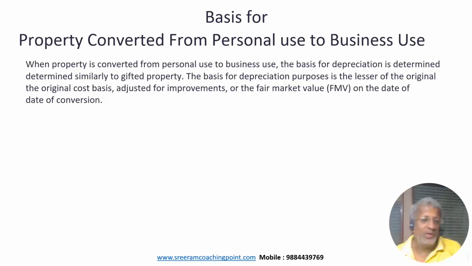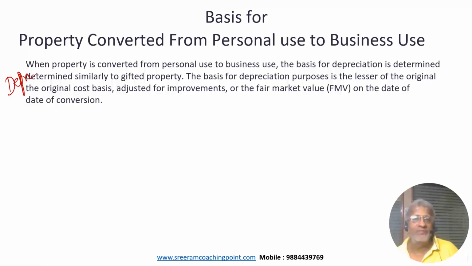Now let us go through what is stated. When property is converted from personal use to business use, the basis for depreciation is determined similarly to that of gifted property. There we know that it is adjusted basis or fair market value, whichever is lower, same thing. The basis for depreciation purposes is the lesser of the original cost adjusted for improvement or depreciation, or the fair market value on the date of conversion. Whichever is lower is what we are expected to take up. So the first part is over. This is for the purpose of finding out depreciation, right?